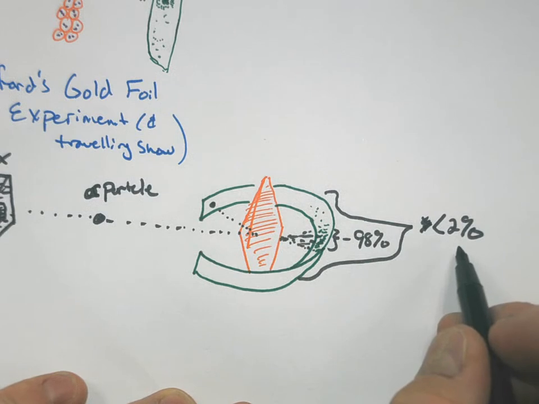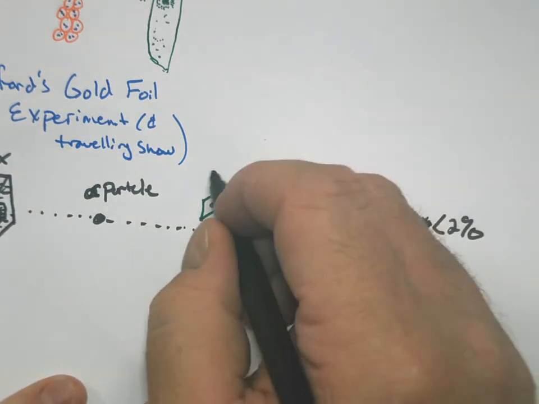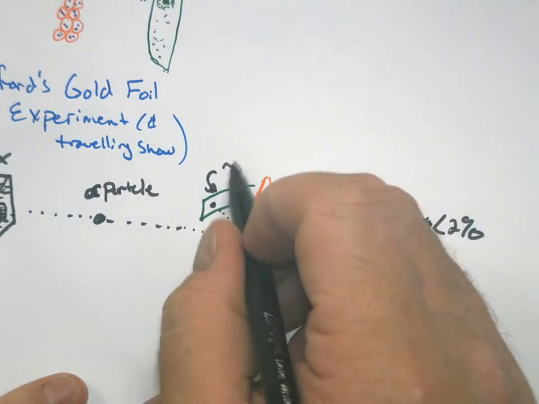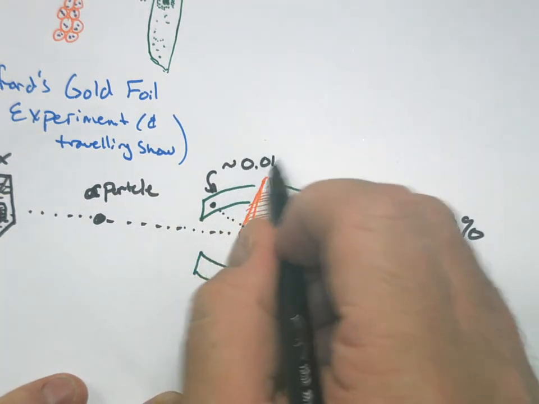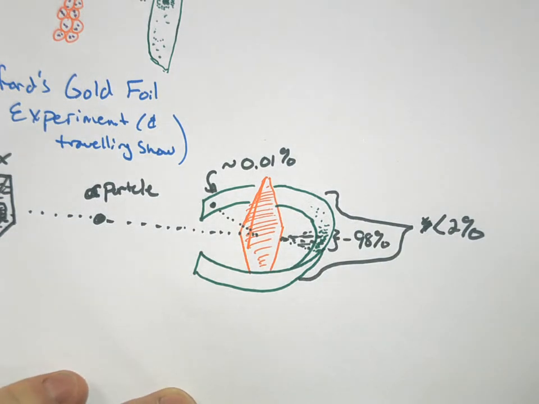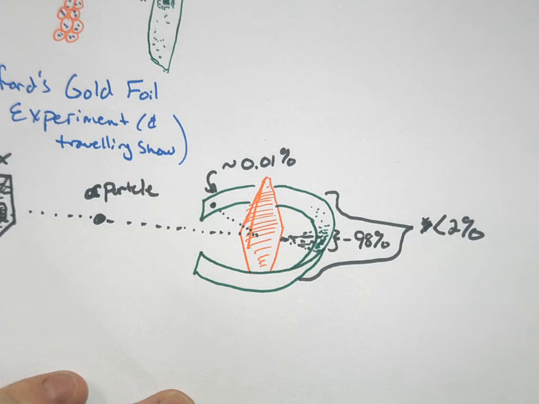Less than 2% was in this range. And this one way over here was about 0.01% of all of the particles bouncing back. These were the results of the experiment. This is the data that he returned from his experiment. What does this tell us?